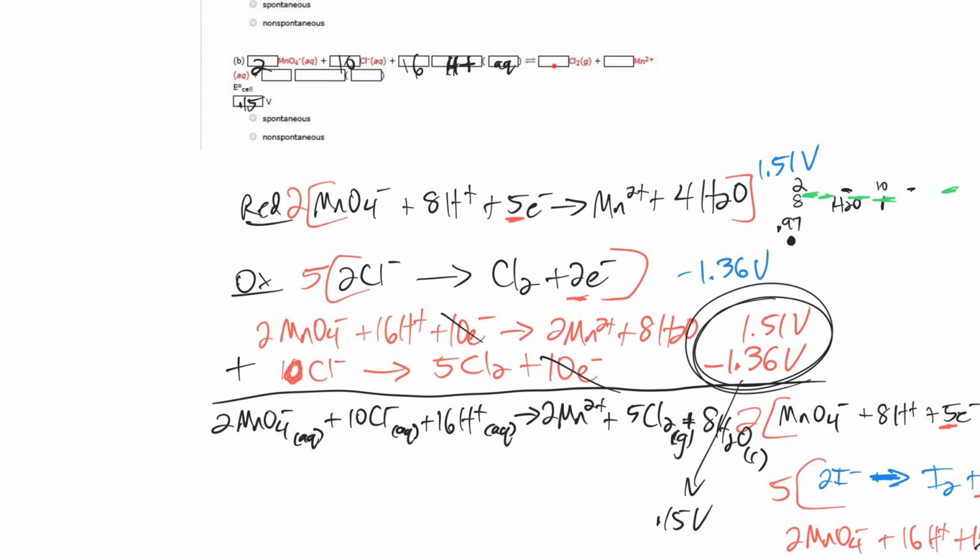Next box, on the other side of the reaction arrow, they want the coefficient in front of chlorine molecule, which is a 5. Then the coefficient in front of manganese 2 ion, which is a 2. And then the third species, which they don't give you any hints about, but it's going to be what we have left over, 8 water molecules. State of matter for water is liquid. And then last piece, we've identified the voltage as a positive 0.15. As long as it's a positive cell potential, then it's a spontaneous reaction.